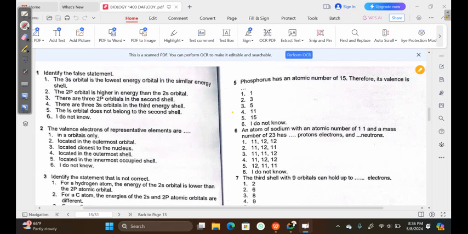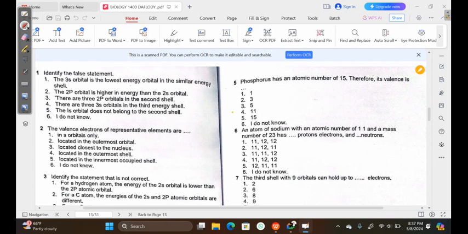False. How many are saying it's false? Option 4, which is saying there are 3 3s orbitals in the third energy shell. Yes, it's false. Then 5, the 1s orbital does not belong to the second shell.